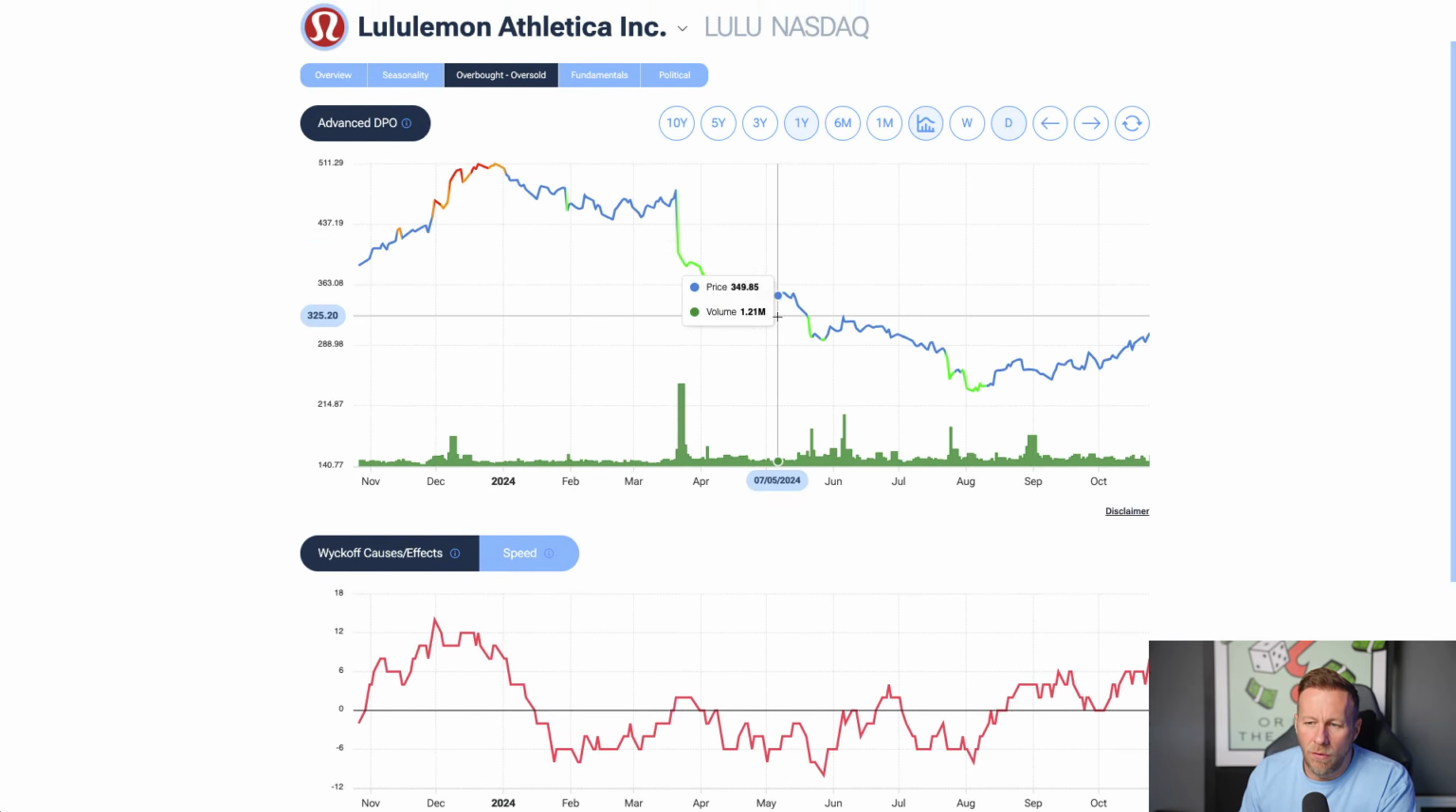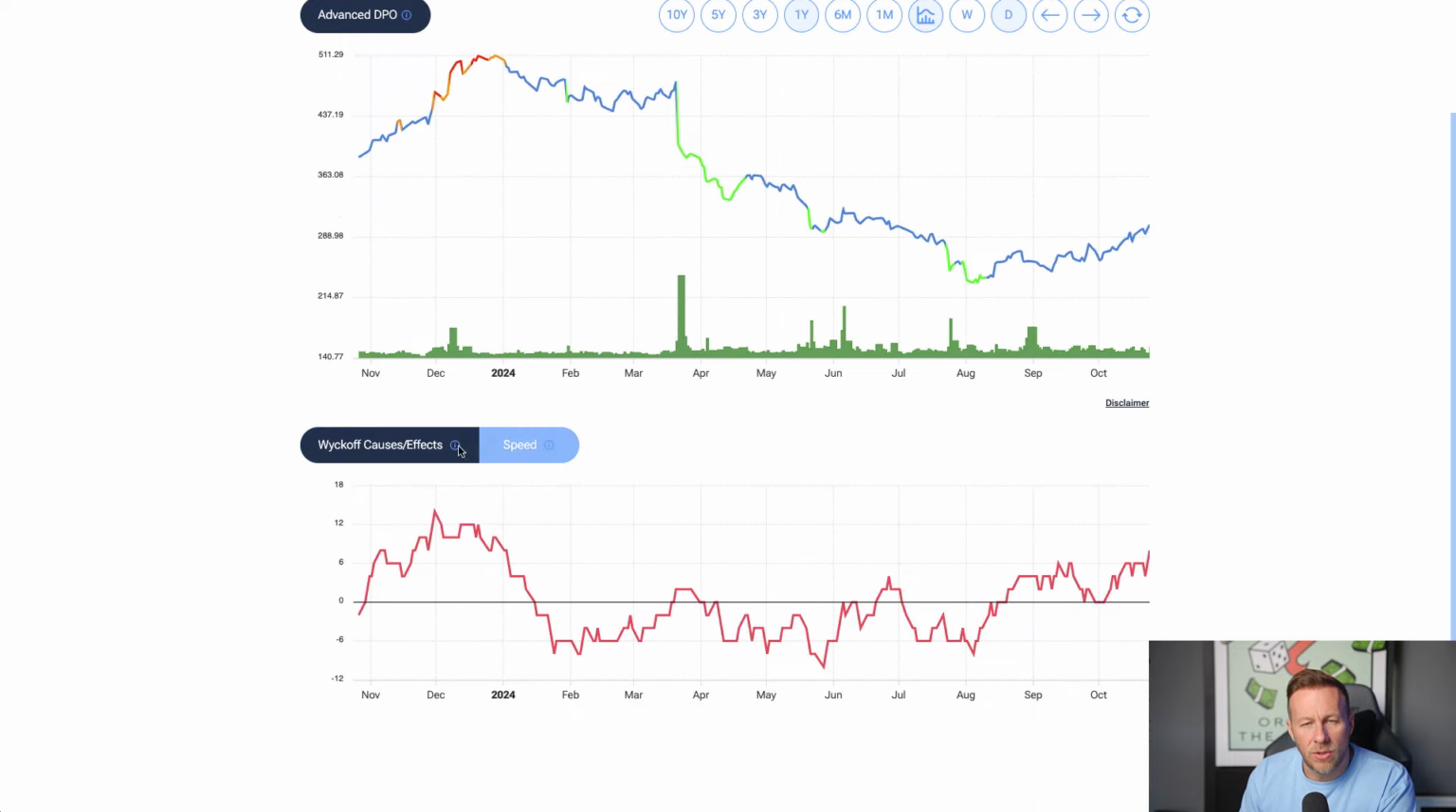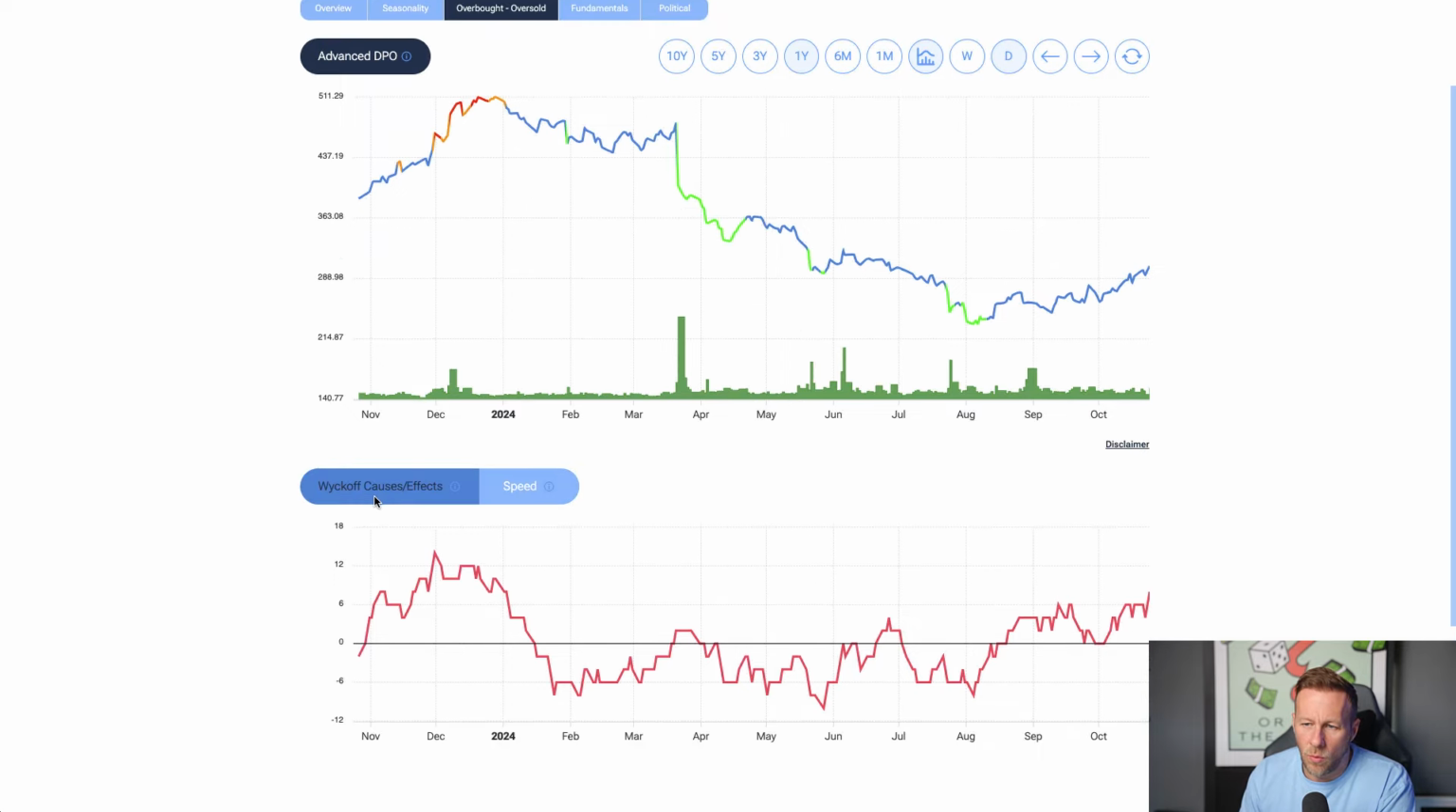So Overbought Oversold uses two different indicators here, okay? And the Wyckoff cause and effect, which is quite simple. It's kind of like an RSI, where you see price going down or getting lower, and then the Wyckoff indicator going up, okay? That means that there are more buyers than sellers, which you can also see in this volume indicator as well, the volume spikes, which indicates that there's likely to be a change in direction.